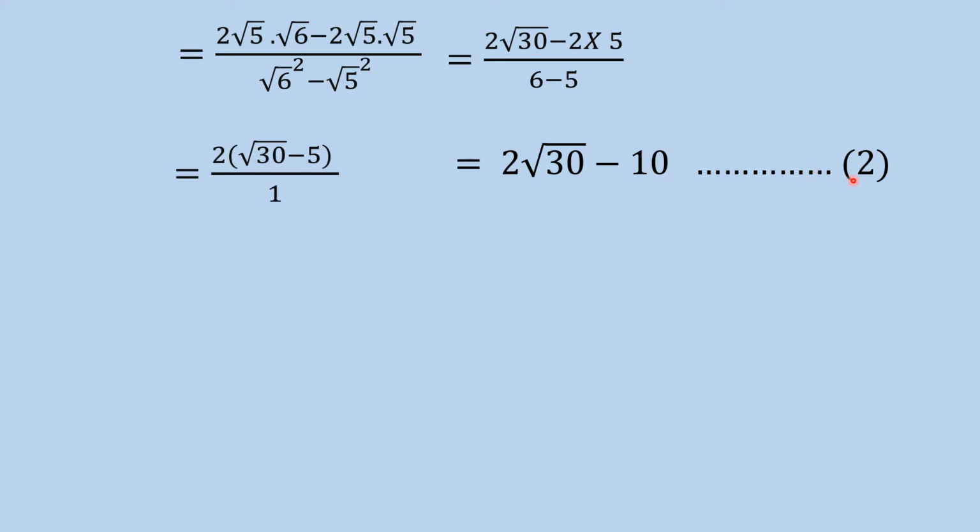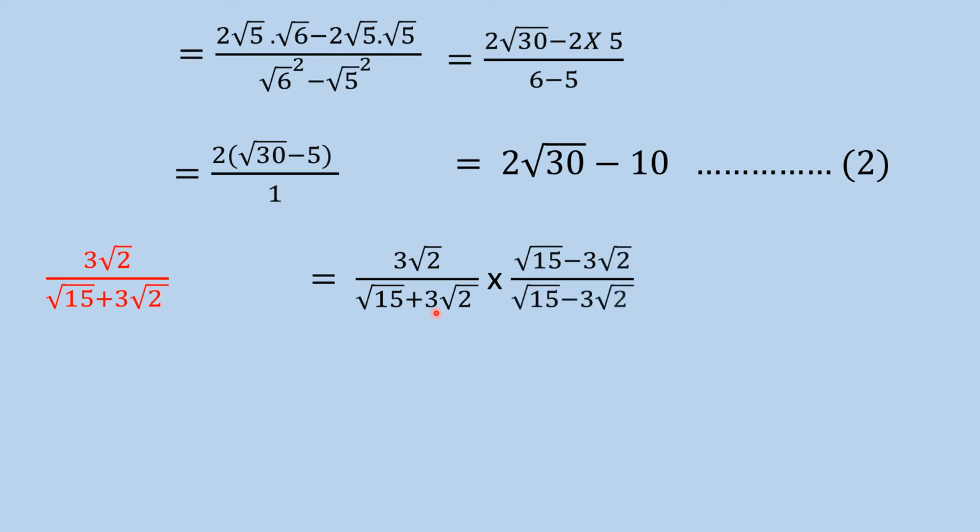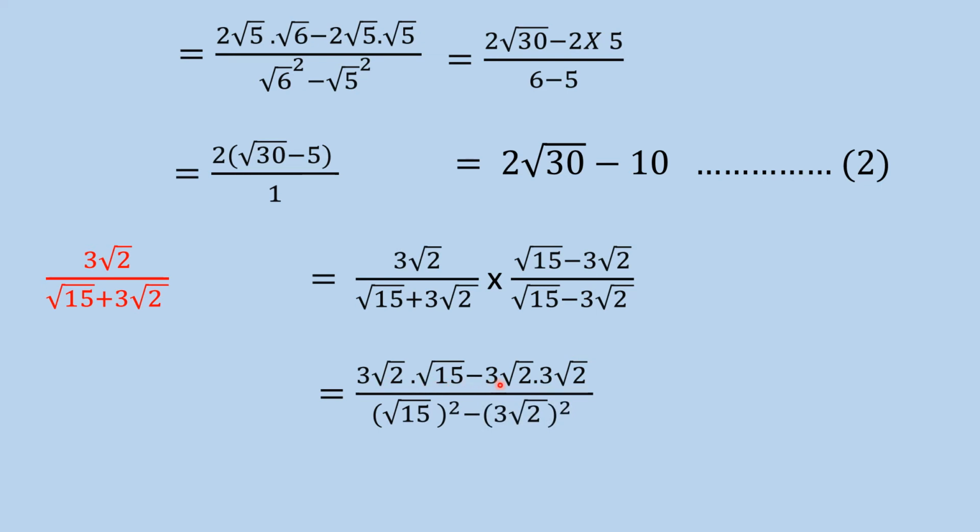Now we will solve the third rational number. It is 3 root 2 by root 15 plus 3 root 2. We will solve it by multiplying and dividing it with its conjugate. So we get 3 root 2 by root 15 plus 3 root 2 multiplied with root 15 minus 3 root 2 by root 15 minus 3 root 2. Multiplying the numerators, we get 3 root 2 into root 15 minus 3 root 2 into 3 root 2. In the denominator, again we have (a plus b)(a minus b), so the answer will be a square minus b square, that is root 15 whole square minus 3 root 2 whole square.